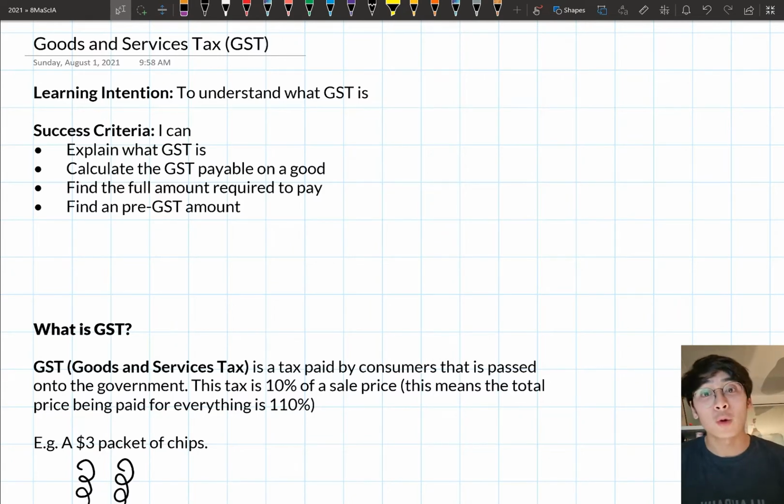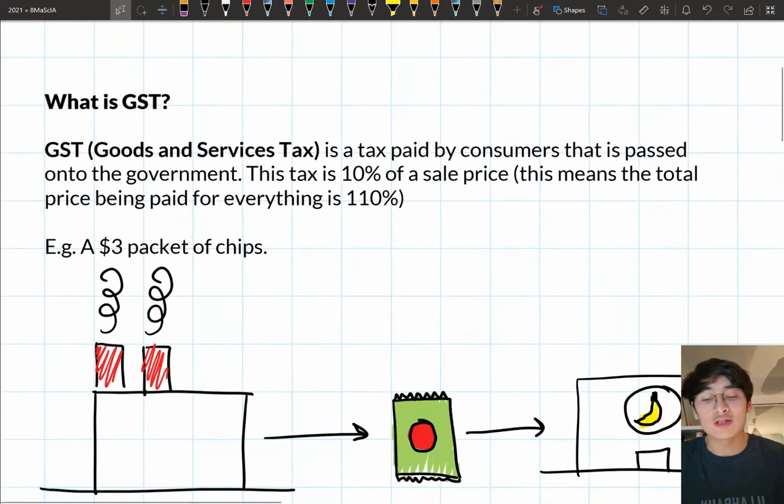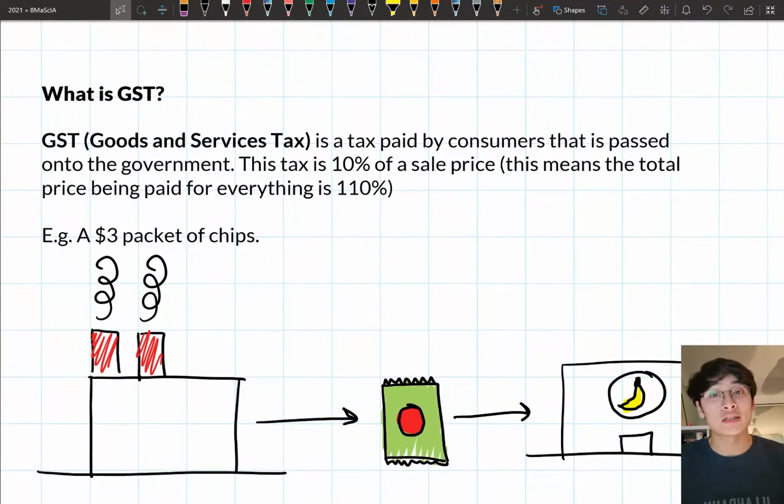So let's start off by talking about what GST is. Now GST is just an acronym. It's short for Goods and Services Tax, and it is a tax paid by customers that is passed on to the government. So tax is just things that we have to pay to the government to help run things like our hospitals, our schools, and maintaining our roads. So it's a tax that's paid by all consumers. So when you go to the shops and you pay for something, or when you pay someone to do something for you, this goods and services tax applies. It's for goods, things that you can buy, and services, things that people do for you.